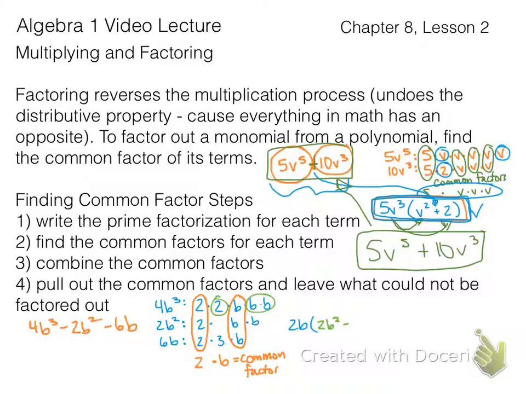Well, that's my first term in my answer. And then I'm going to subtract, because remember, that's a subtraction right there. And then what was I left over with in the second term? Well, if I pulled out 2b, what I'm left with is a b. And then I'm going to subtract again, because there's a subtraction right there. Since I pulled out 2b out of 6b, the only thing that's left over is a 3, which is my final answer. There you go.